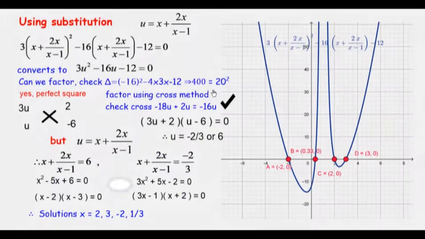Now, you can see here the graph is pretty amazing, and so here the solutions are, you can see here, there's 2 and 3 from the first one here, 2 and 3, and the negative 2 and the 1/3 over here.